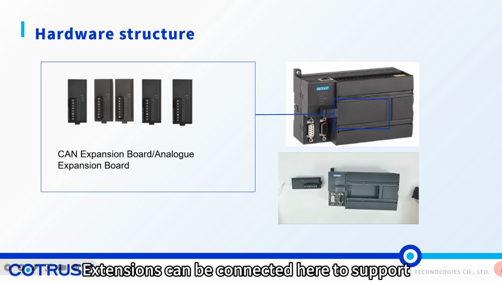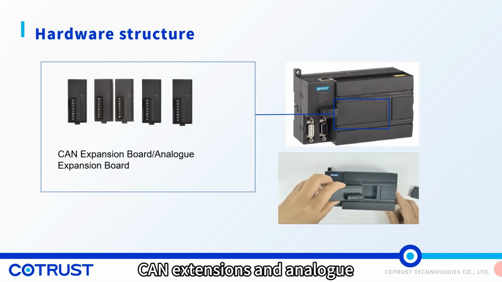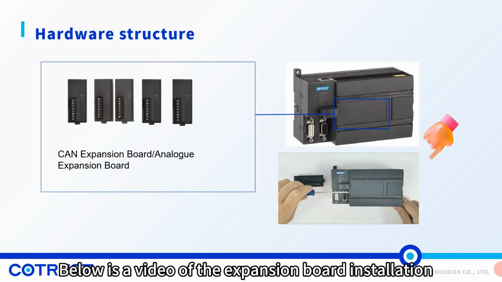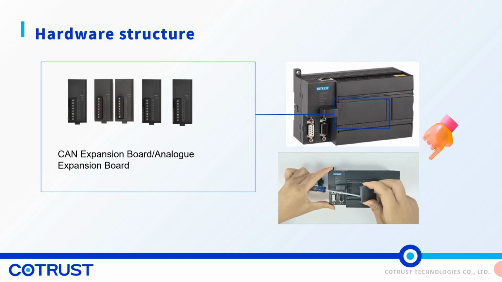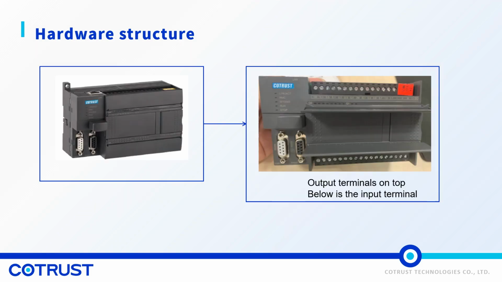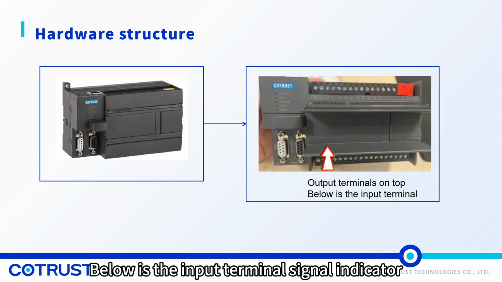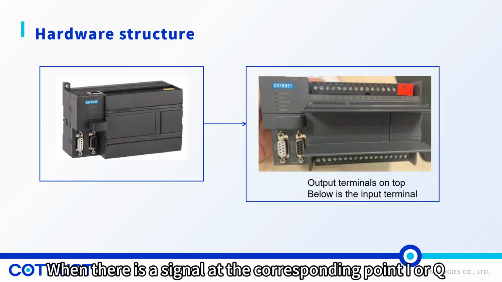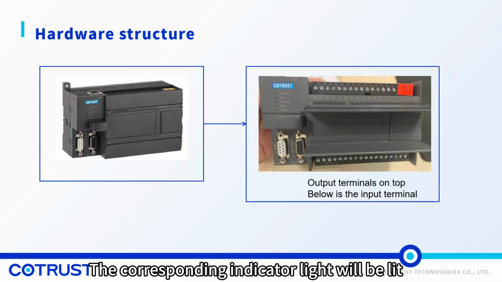Extensions can be connected here to support CAN extensions and analog. Below is a video of the expansion board installation. Output terminals on top. Input terminals below. Below is the input terminal signal indicator. The upper part is the output terminal signal indicator. When there is a signal at the corresponding point I or Q, the corresponding indicator light will be lit.